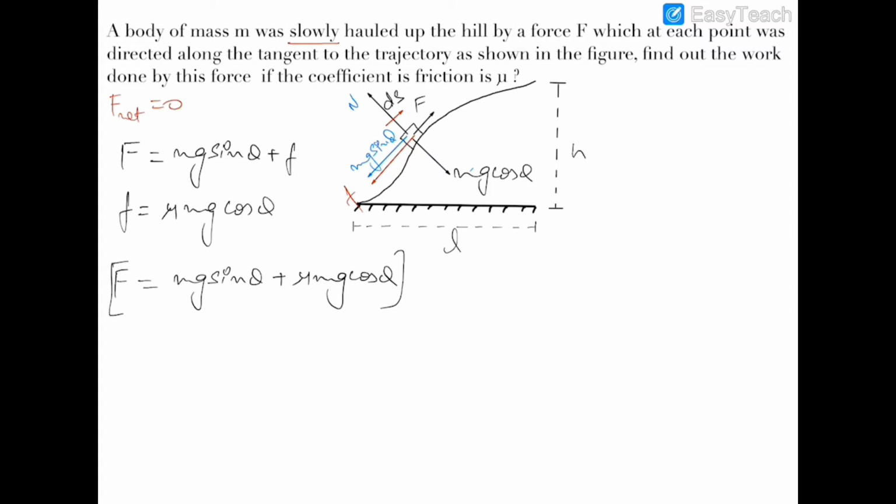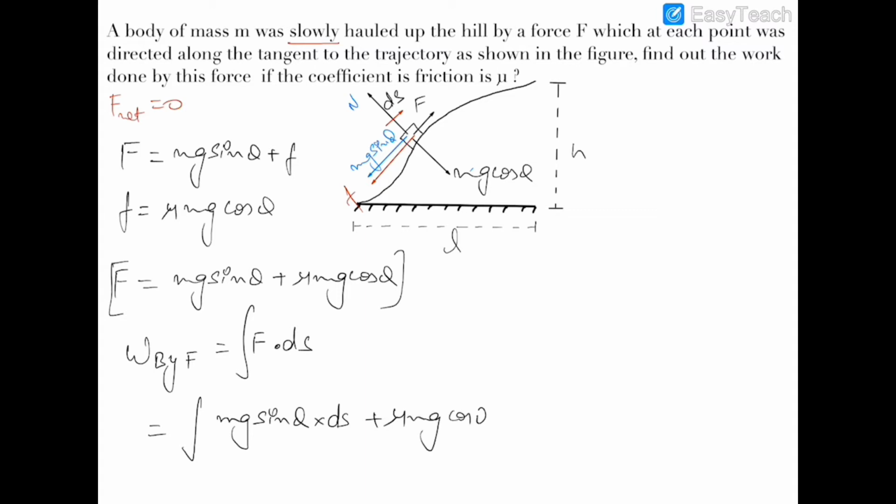So the work done by this force will be equal to F dot ds, small work done, and the total work done will be integration F dot ds. So this will be integration mg sin theta into ds plus mu mg cos theta into ds.